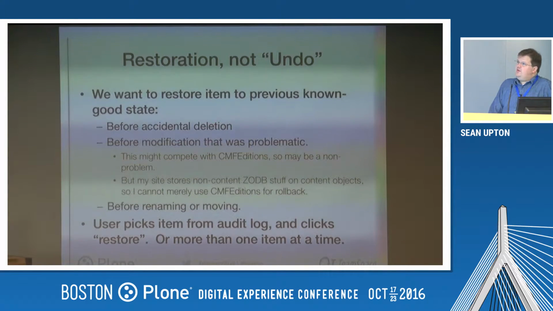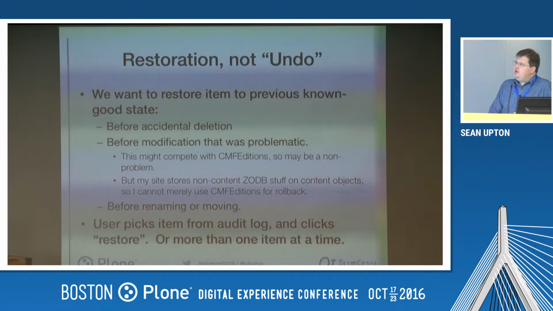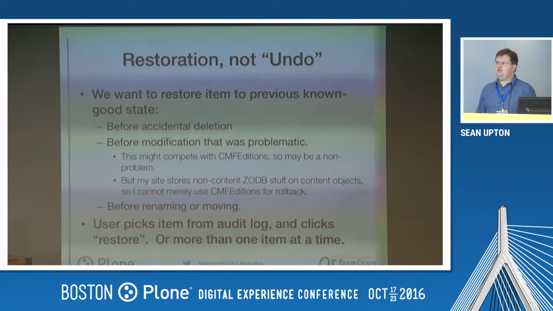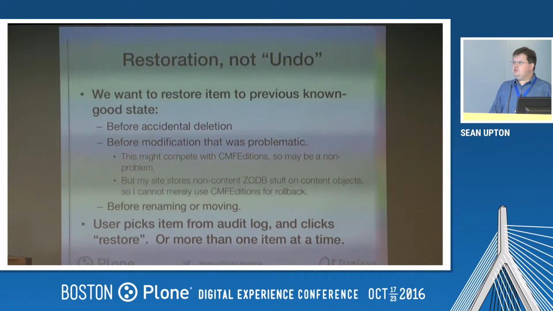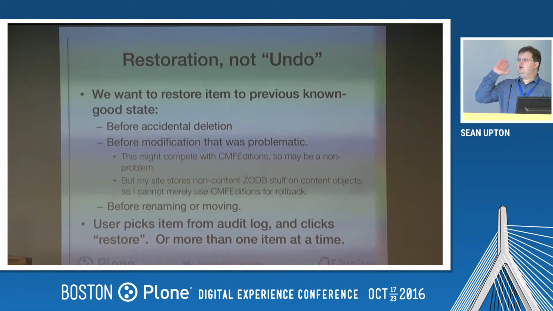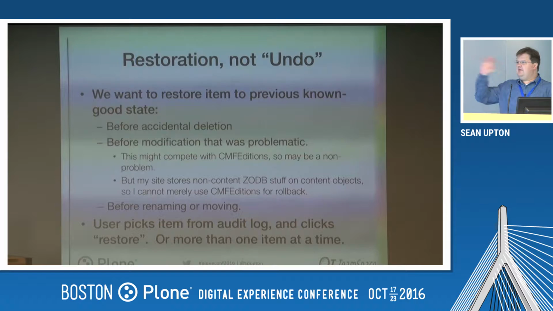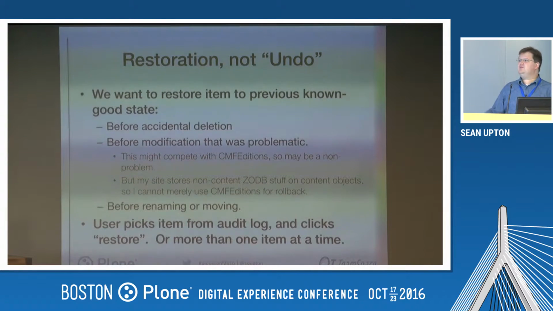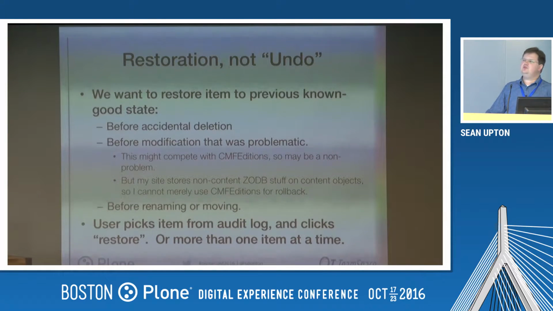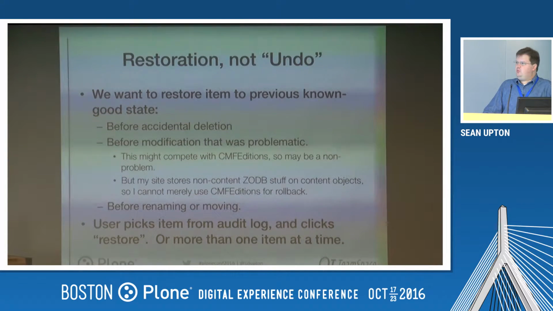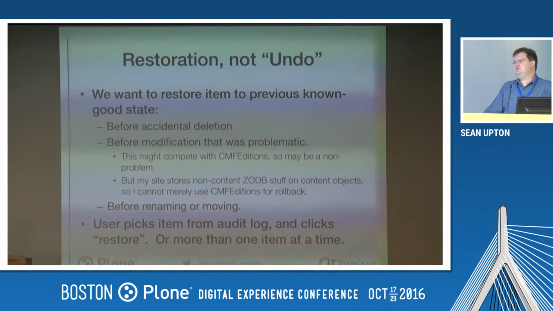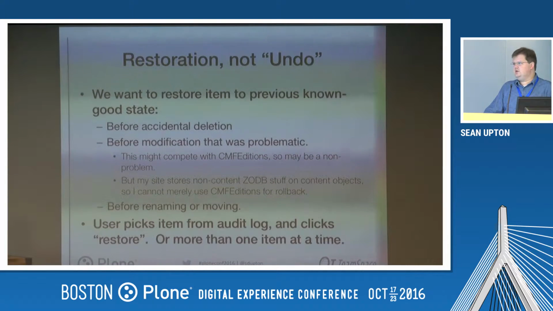So we want to restore the previous known good state before accidental deletion or modification. We potentially could do that with CMFEditions and other ways, but some of the problems are that CMFEditions is dealing with only certain stuff. My assumption is that there are things CMFEditions probably is not taking care of. My belief, though I don't necessarily know this to be absolutely sure, is that I would trust going back using beforestorage to grab a copy of the content rather than using CMFEditions for a rollback of some kinds of content.